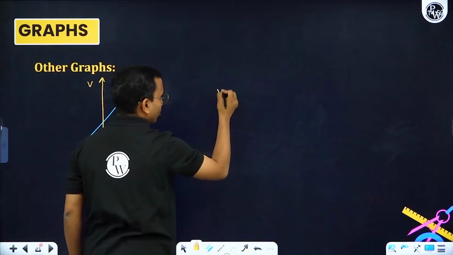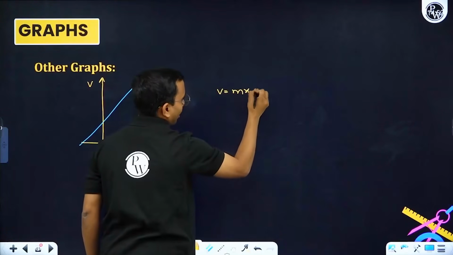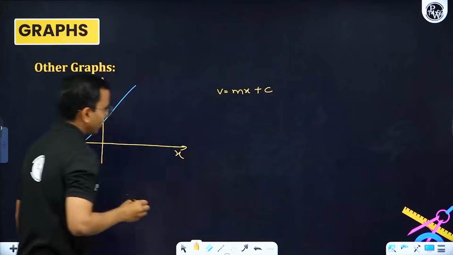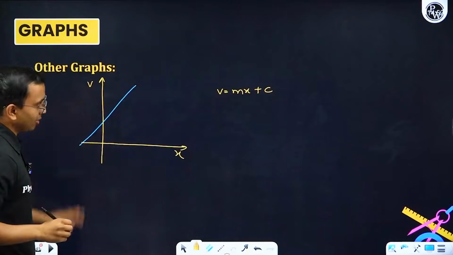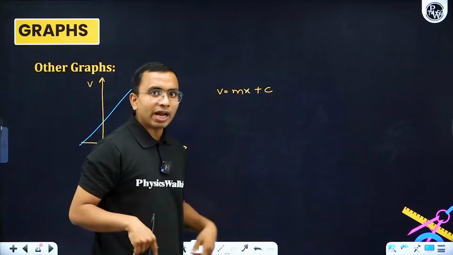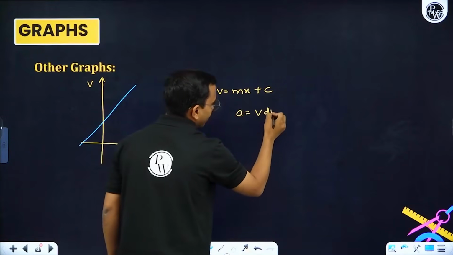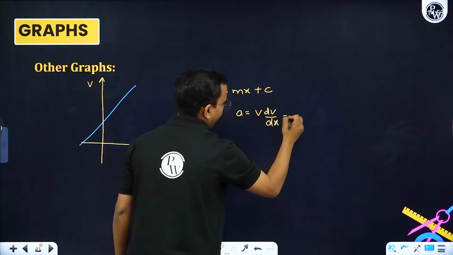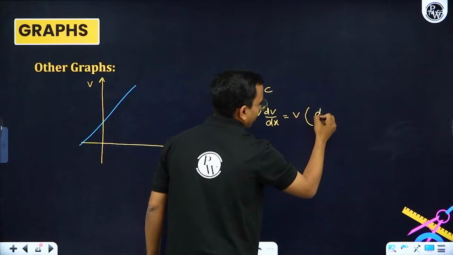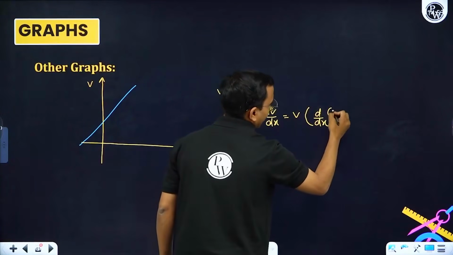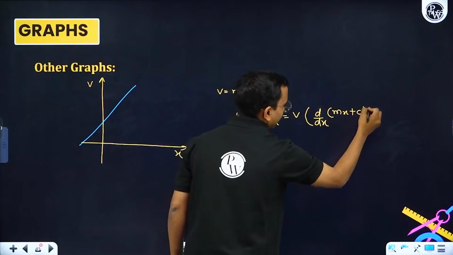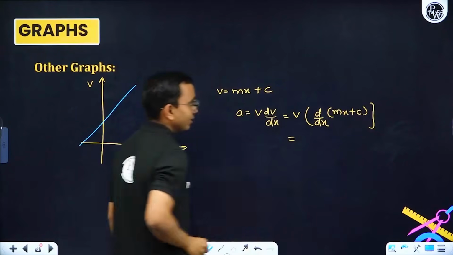This is a straight line, so an equation of the type V equals mx plus c will come. m is the slope, c is the intercept. If I have to find acceleration, I know A equals v dv by dx, so v times d by dx of mx plus c. Like this I can do.